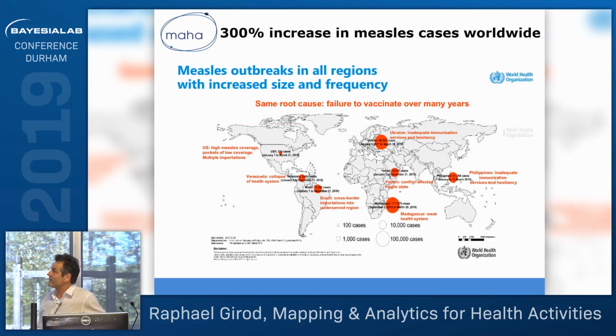Just a quick reminder, and I like this slide because there is a keyword. We are facing an outbreak of cholera cases, measles cases, worldwide, and it's very obvious in Madagascar, for example, or in Ukraine. But on this slide, you can see you have a keyword, cause, the same root cause, failure to vaccinate over many years. We are entering into a causal model that's very purposeful.